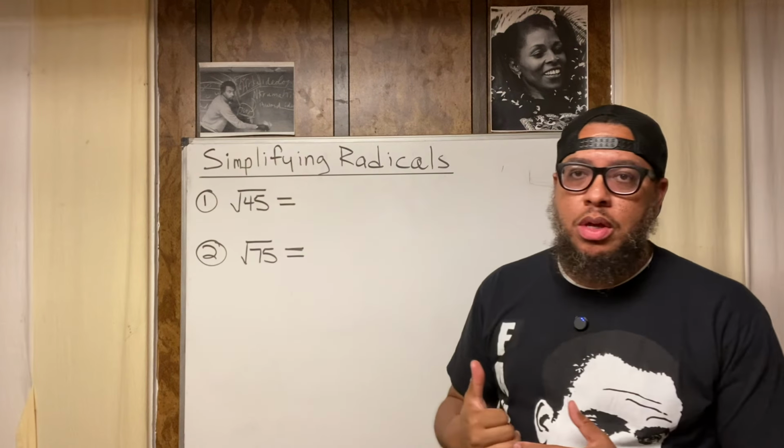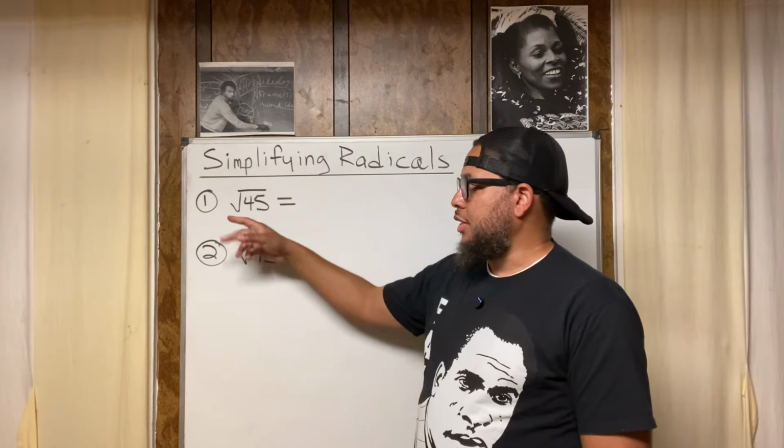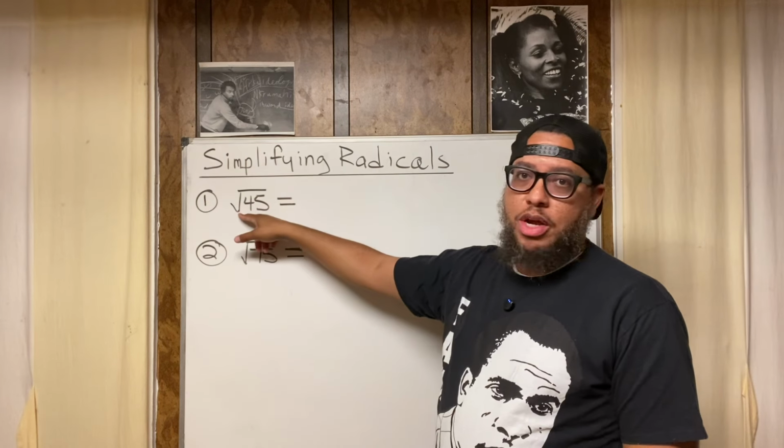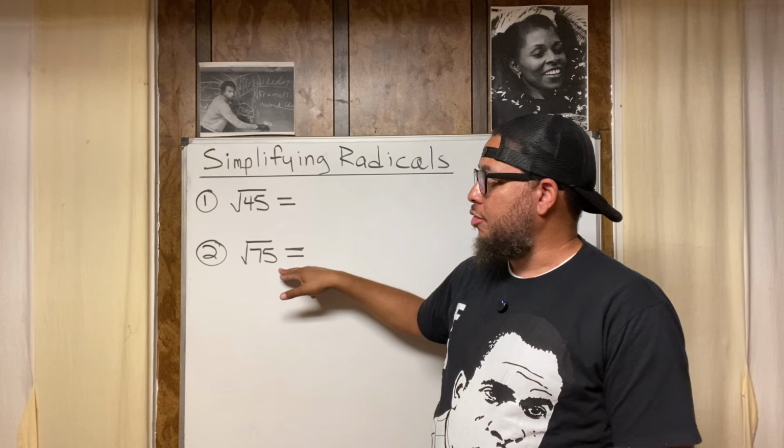And for this video, we're going to talk about simplifying radicals. All right, I got two examples up here. The first one says the square root of 45. The second one says the square root of 75.